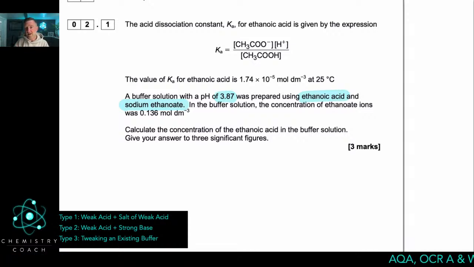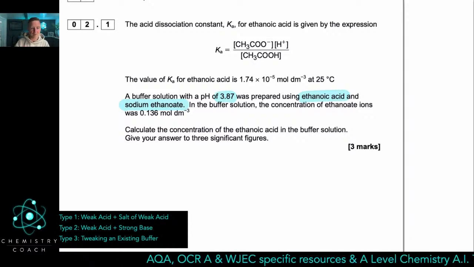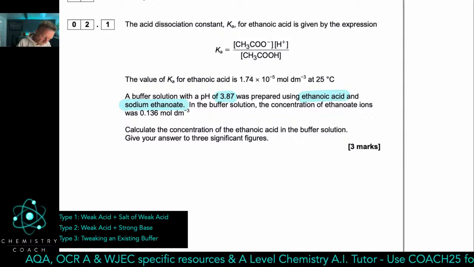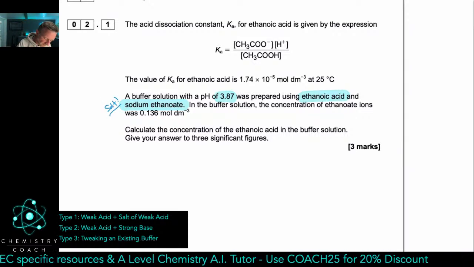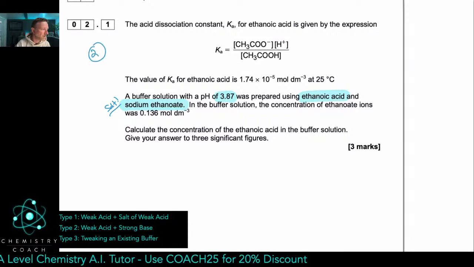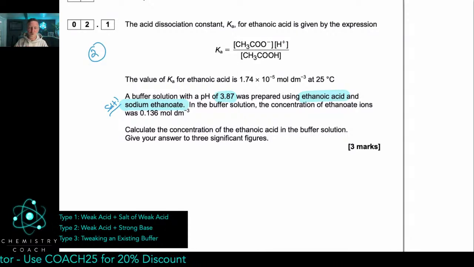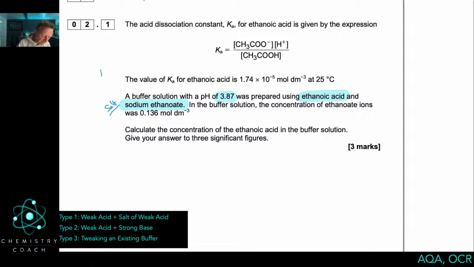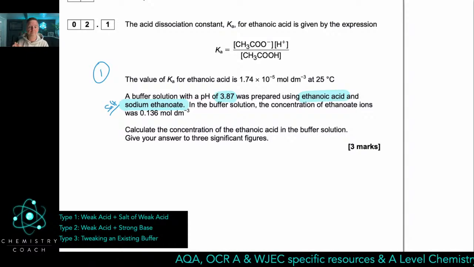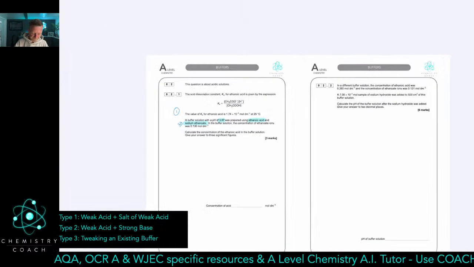So this is again where we're creating a buffer. So it's type 1 or type 2. We're using ethanoic acid and sodium ethanoate. Well, that's a salt. So this is type 2. Okay, sorry, type 1, my apologies. I got confused with my types there. So yes, it is type 1. Thank you very much, Alice. It's ethanoic acid and sodium ethanoate.